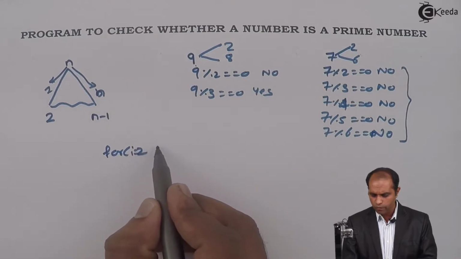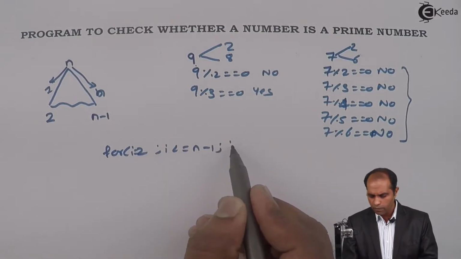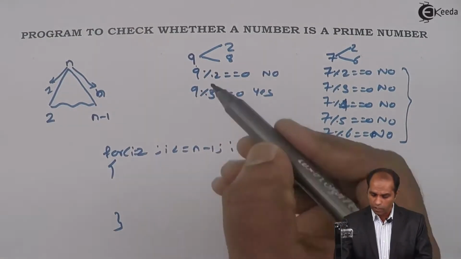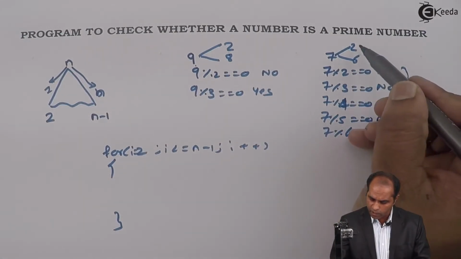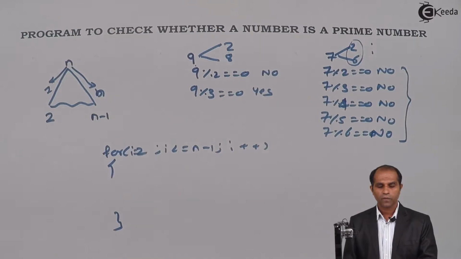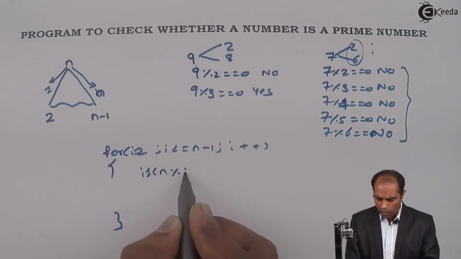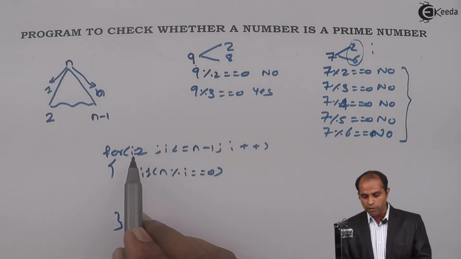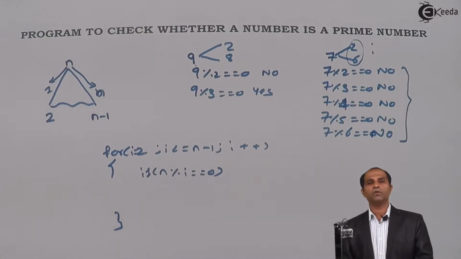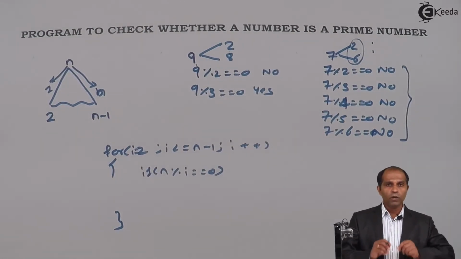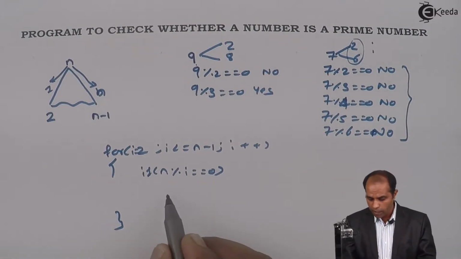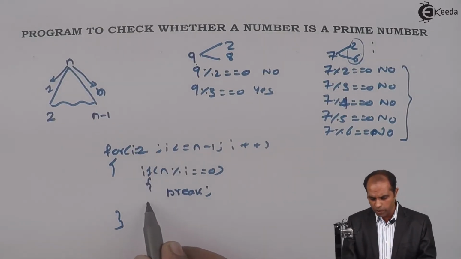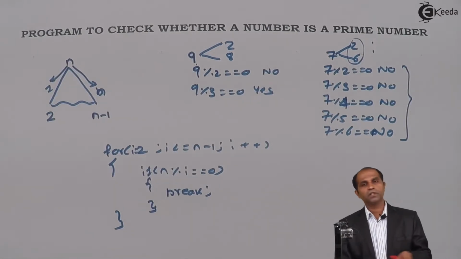So I'll say for i equals 2, i less than or equal to n minus 1, i plus plus. But in the middle, I am supposed to do this particular operation. Here 2, 3, 4, 5, 6, all these numbers are generated in i. So can I say if n mod i equal to 0? Here the number is divided by the varying values of i. If n mod i equal to 0 is true, would you wish to continue or stop? I wish to stop. Hence I'll use a break instruction. Let me use a pair of curly brackets to identify the operation in this program clearly.